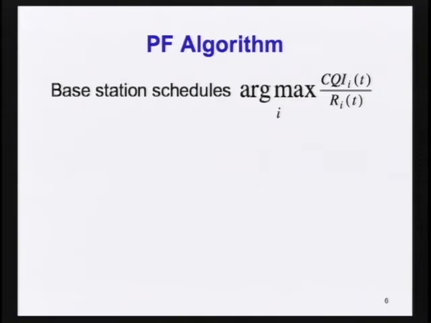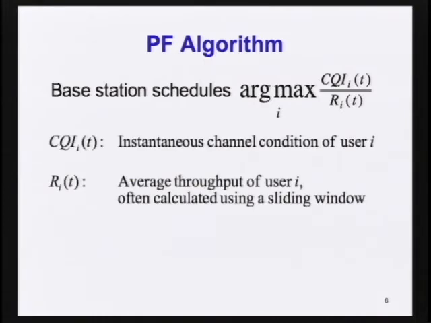Here is the particular scheme used by this scheduling algorithm. The base station tries to maximize this value. The numerator of this value is the instantaneous channel quality of a particular cell phone user i. The denominator is the average throughput of the same user. As I just described, there are two values: one is the instantaneous channel quality, the other is the average throughput of the same user.